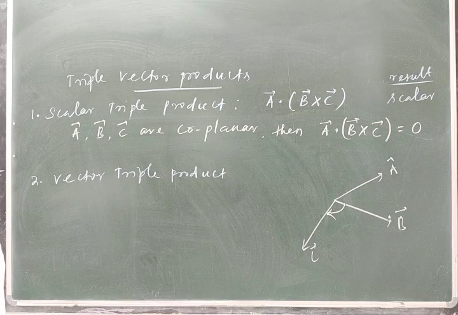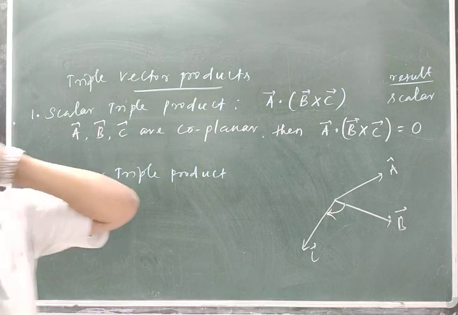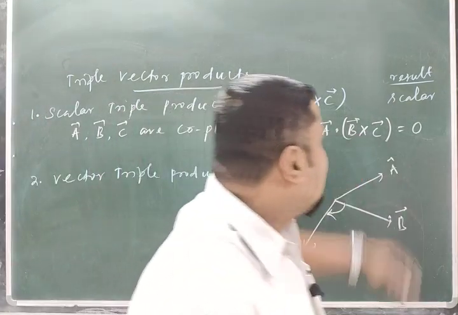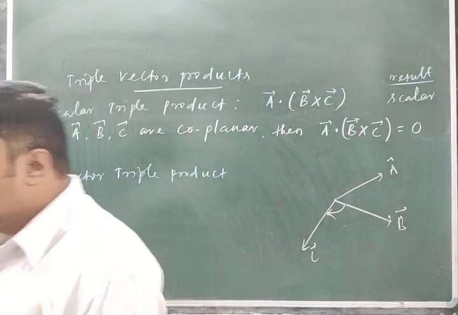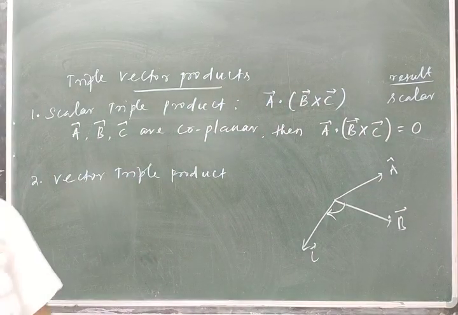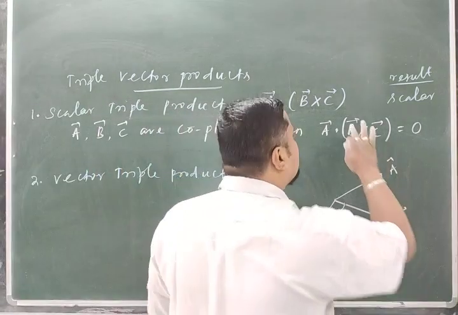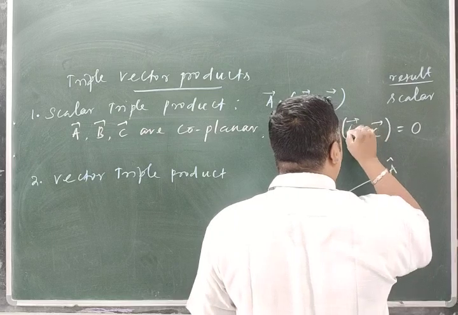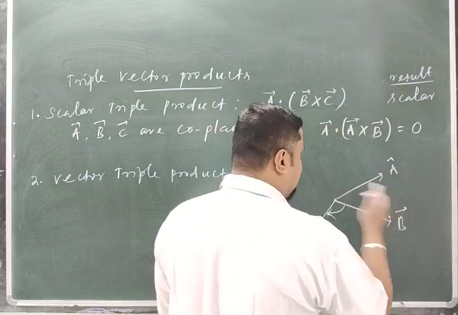If any two of the vectors are equal, then what will the scalar product result give you? Two of the vectors are equal. Suppose this is A and this is suppose B. Two are equal.